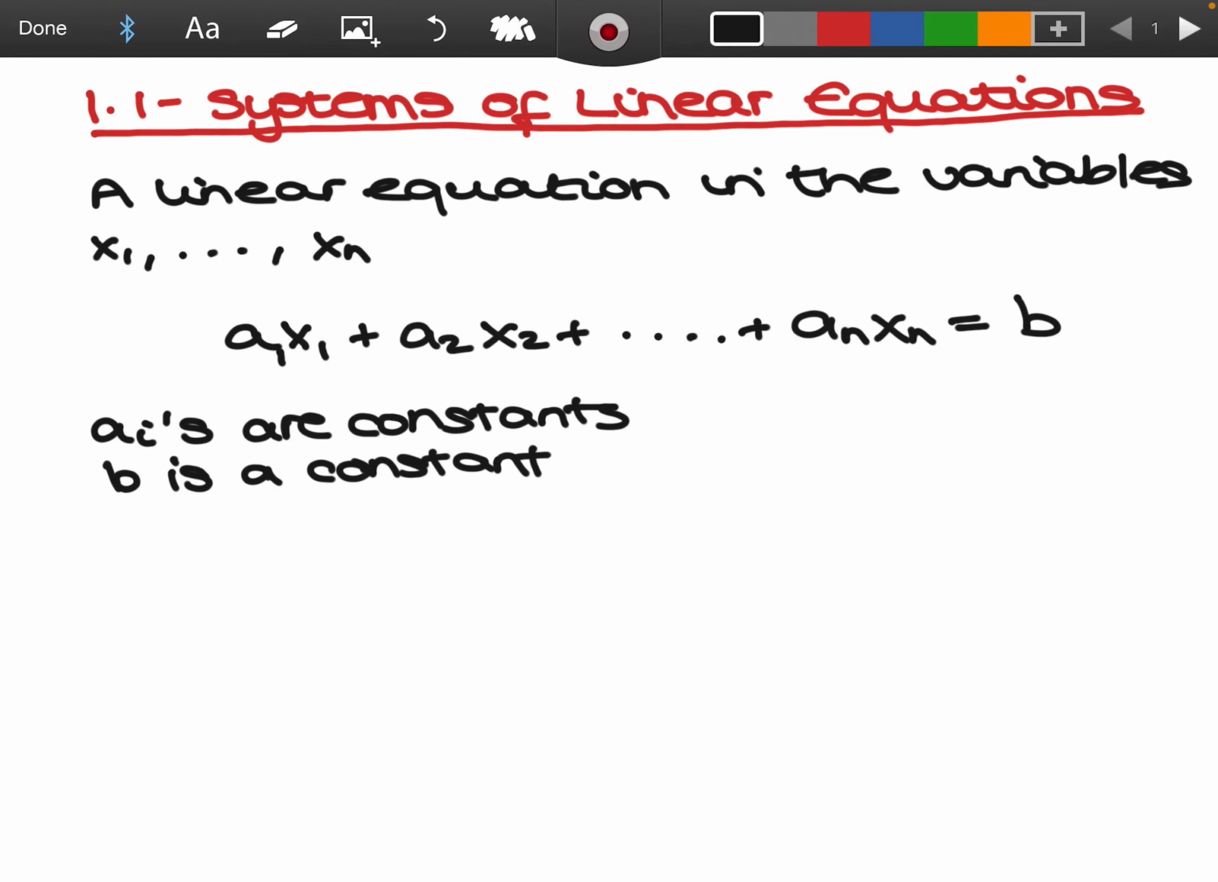So any equation of this form is called a linear equation. There are no squareds, cubes, etc. Each variable is only to the power 1.